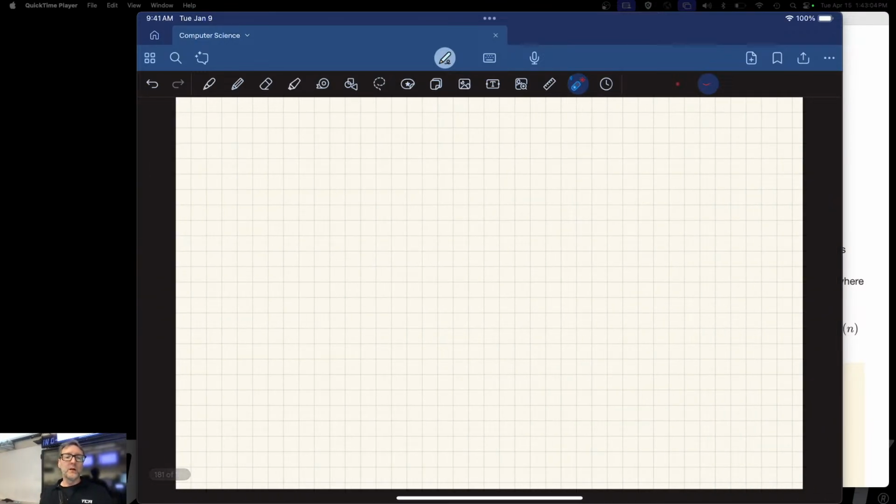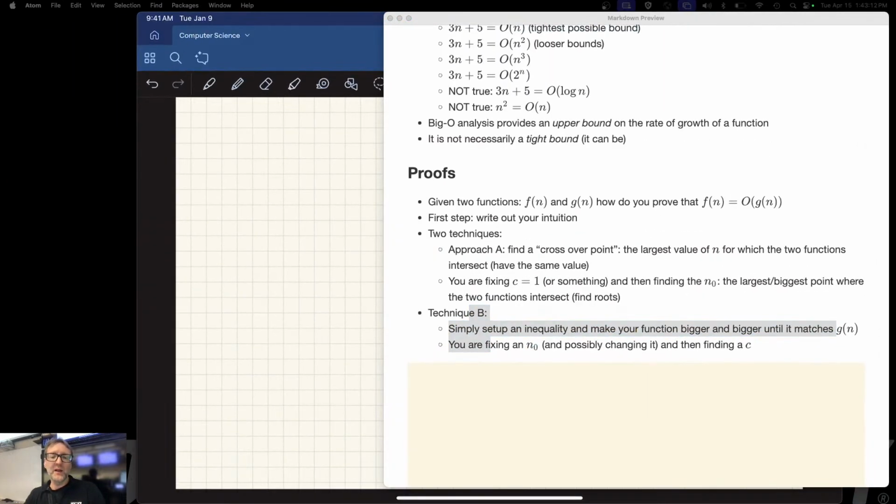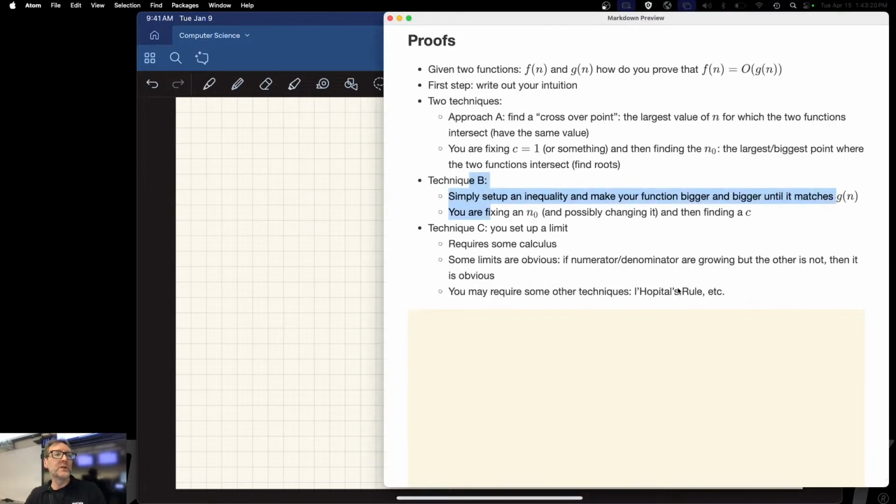All right. If you want to, we can go ahead and just make up any functions that we want to and then try them out. But instead, let's go ahead and review some of the categories that we've already seen. Oh, and by the way, I don't assume calculus here, but you can do calculus too. There's a third technique. You set up a limit. Did we talk about that on Thursday, I think? Did we? If not, it requires some calculus. Some limits are obvious. If the numerator or denominator are growing, but the other is not, then it's obvious. It may require some L'Hopital's rule or something like that. But in any case, we're not going to do that.